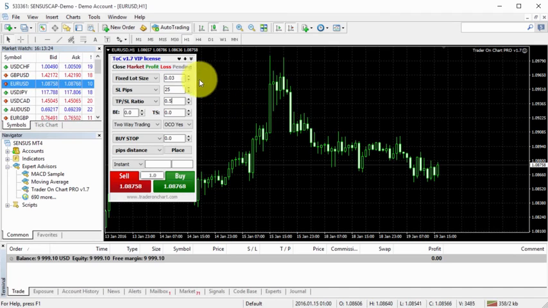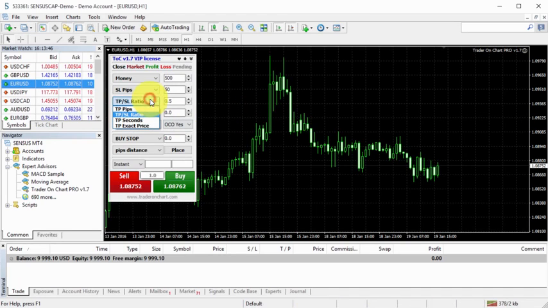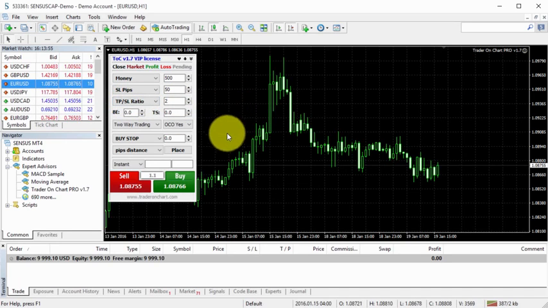There is much more than that. If we open this section, we can choose to risk a percentage of the account, or we can risk money. Let's say I want to risk $500, and my stop loss will be 50 pips. And then I want to use, let's say, a take profit and stop loss ratio of 2. I will have my take profit 2 times bigger than the stop loss.